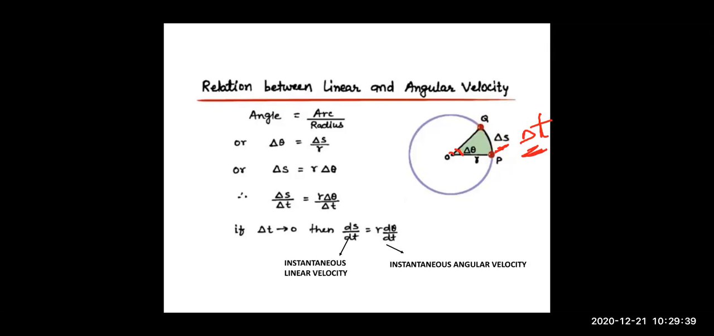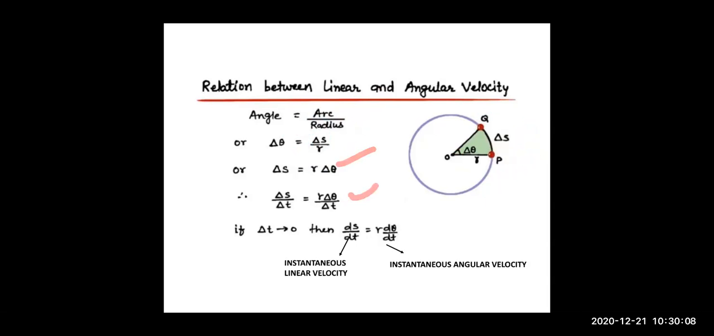Now children, we know that angle equals arc upon radius, right? So angle is del theta, arc is del S, and radius is r. And if we make del S the subject of the formula, then del S will be equal to r del theta. Now children, this del S distance is covered in time del t. So we are going to divide this equation by del t.